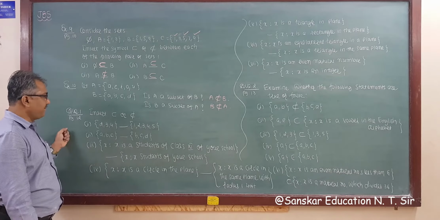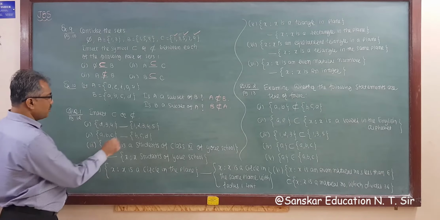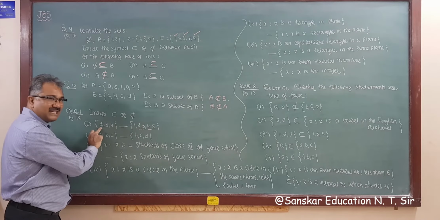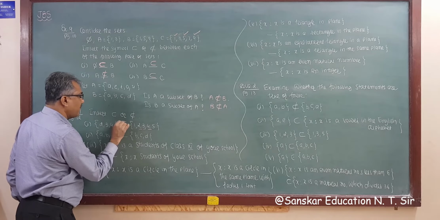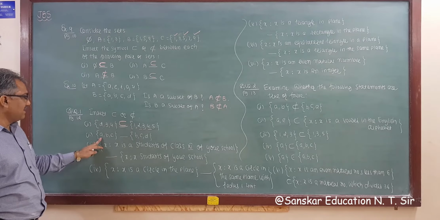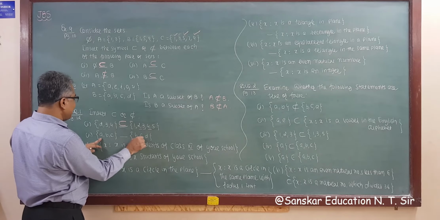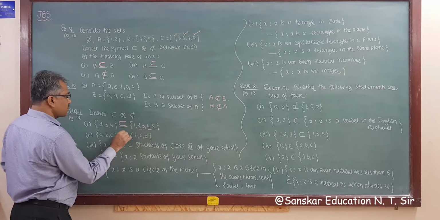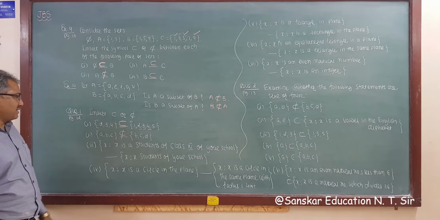Question number 1. Insert again subset or not subset. {2, 3, 4}. 2 is here, 3 is here, and 4. So all elements of this set are in this set. So this is a subset of this set. {a, b, c}. Not all elements are here. Only b and c are here, but a is not here. So a does not belong to this set. So this is not a subset.